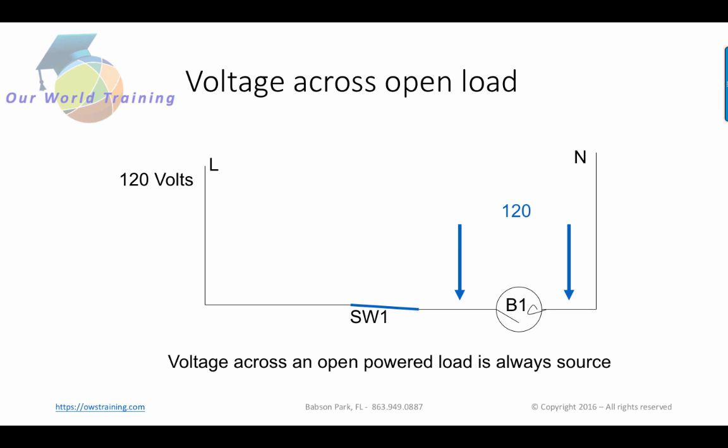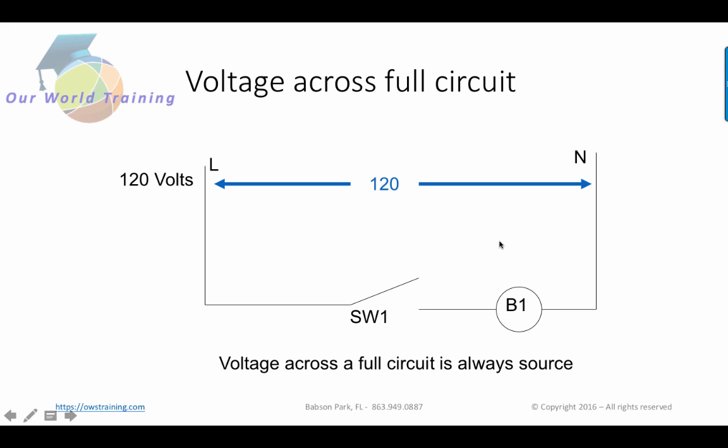Voltage across a load that's bad, or in other words an open load. Okay, let's say you have a light bulb and the filament is busted. That's what this is showing here. Voltage across a powered load is always source. Okay? Doesn't matter if the load is good or bad, because in this case, this is going to be treated like an open switch right in there, and you're still going to get 120 volts.